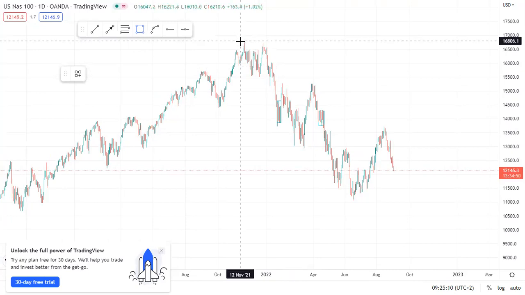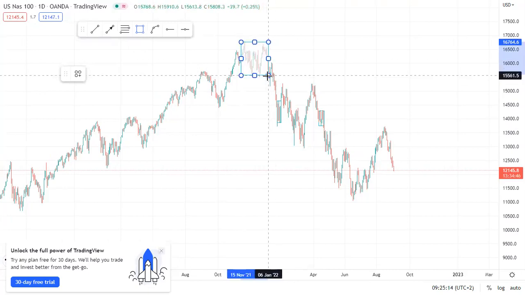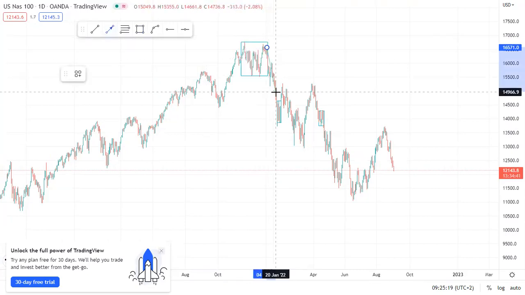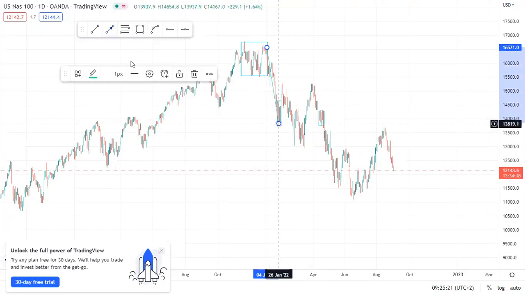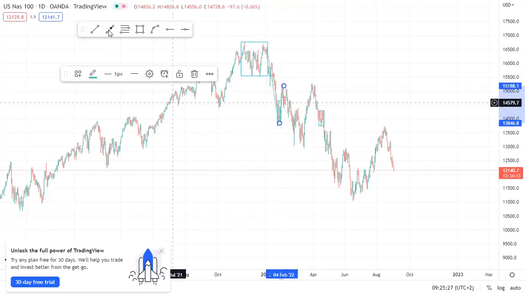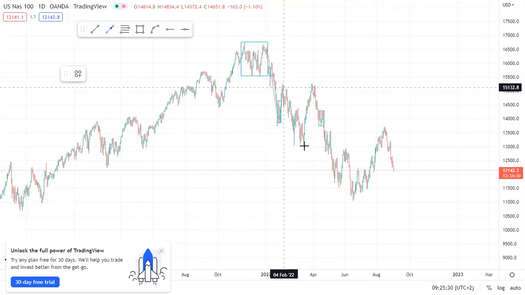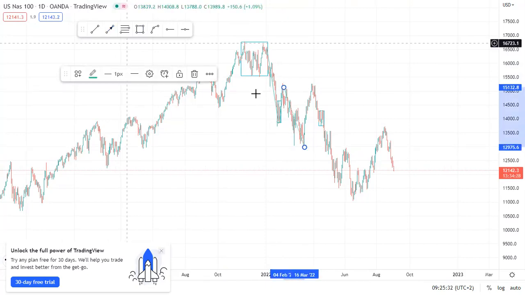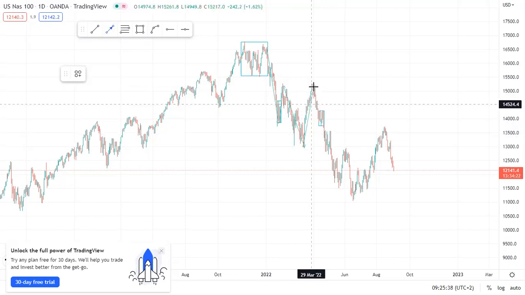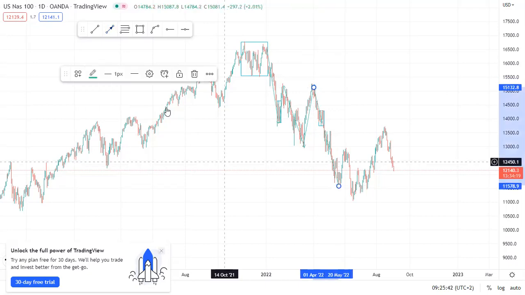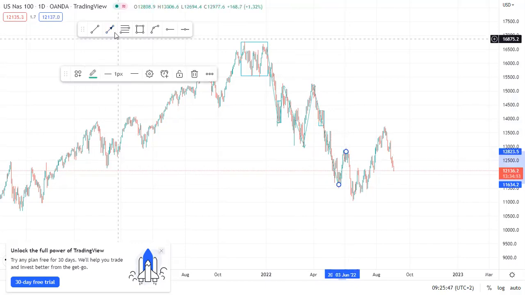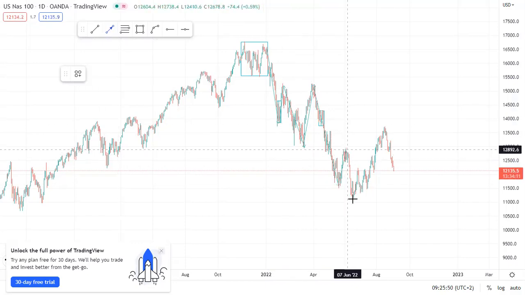What do we see here? Consolidation. Consolidation right there. Okay. And then what happened? Once the market broke out, we could see that okay, it's now moving into a downtrend. Okay. There's a lower low, lower high, another lower low, lower high, lower low, and lower high, and made another lower low.